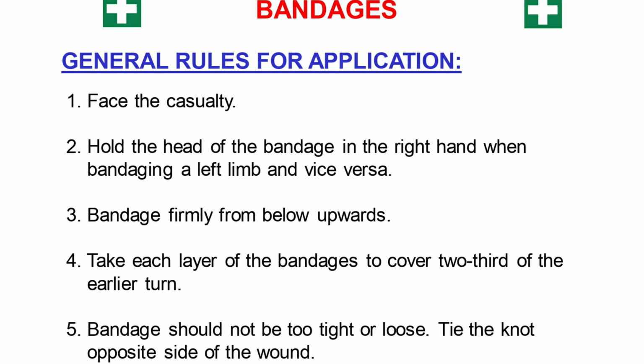Bandages, general rules for application. 1. Face the casualty. 2. Hold the head of the bandage in the right hand when bandaging a left limb and vice versa. 3. Bandage firmly from below upwards. 4. Take each layer of the bandage to cover 2/3 of the earlier turn. 5. Bandage should not be too tight or loose. Tie the knot on the opposite side of the wound.